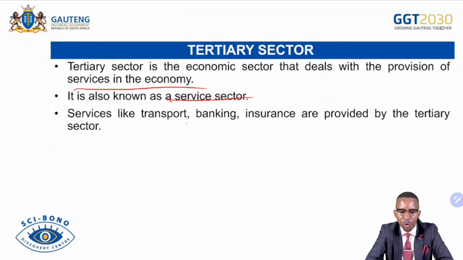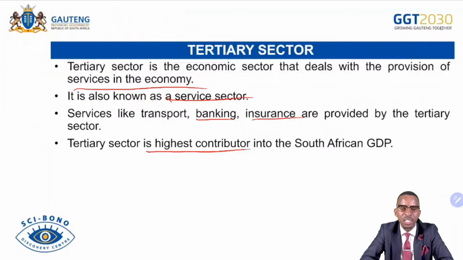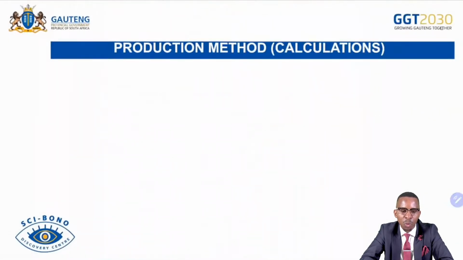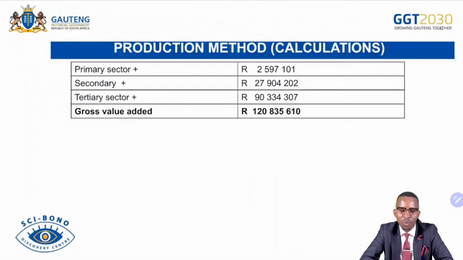Services like transport, banking services, insurance services, communication services, etc., are provided by the tertiary sector. These also include computer repairs and cell phone repair services. Those are services provided by the tertiary sector. They are not producing, but they are providing services. The tertiary sector is the highest contributor to the country's GDP. It contributes the most.